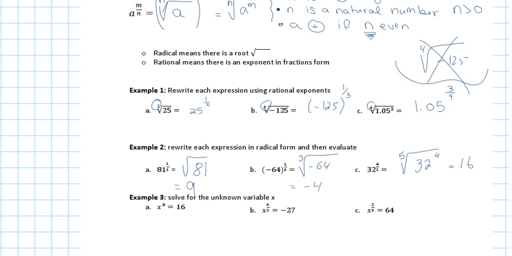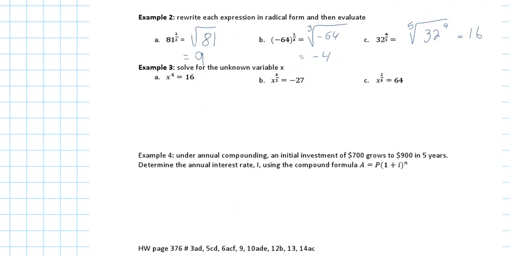And here's the reason why I didn't want to leave this lesson with you. Here is the next piece. Are we okay with this so far? So x to the power of 4 equals 16. They want you to solve for the unknown variable x. So they want you to find the value of x that satisfies this equation. What do I do?